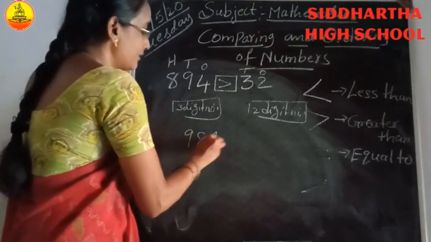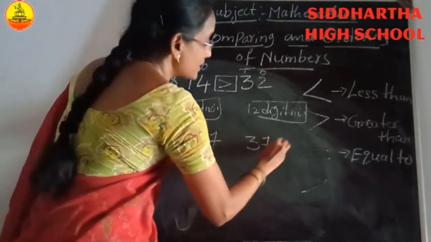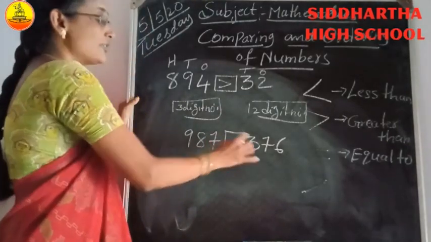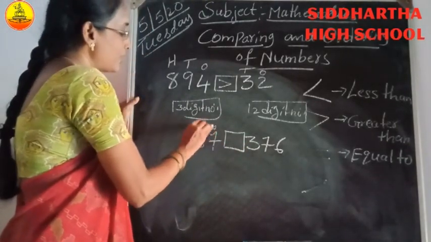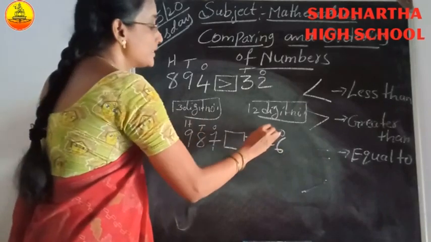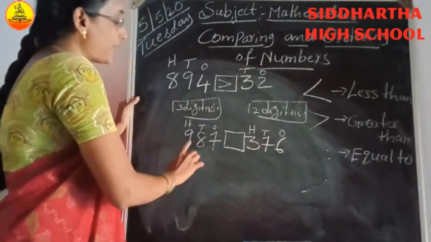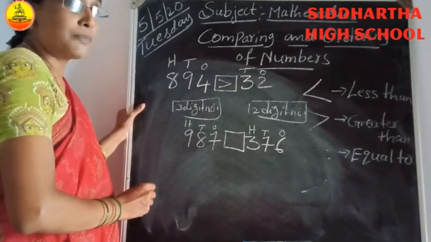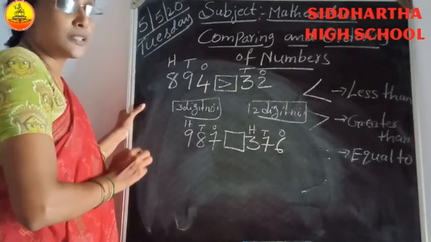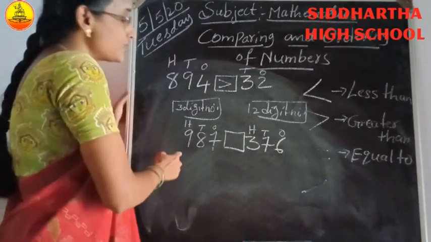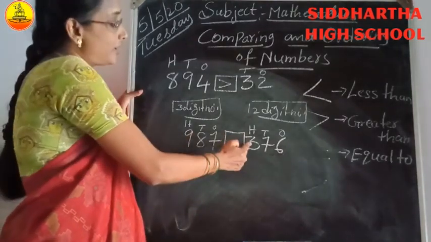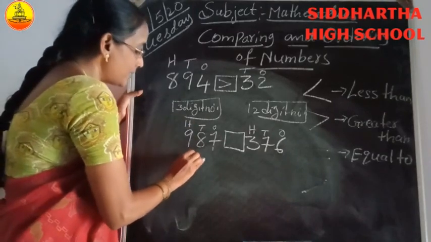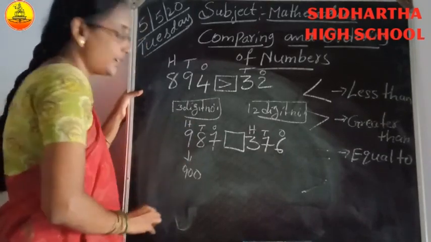987 and 376. This one is a 3-digit number and this one is also a 3-digit number. While comparing 3-digit numbers, when both have the same number of digits, you compare by the places, starting from the highest place. Here the highest place is hundreds. What is the place value of 9 in this number? It is 900.